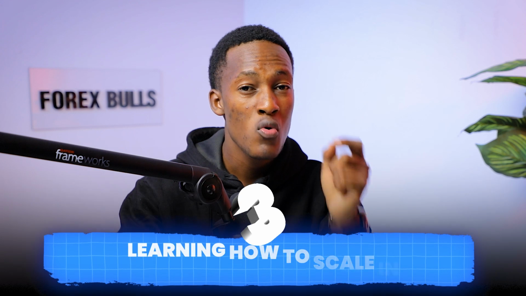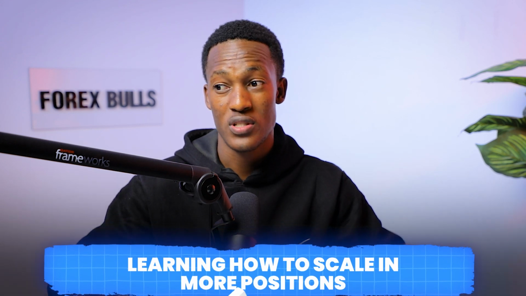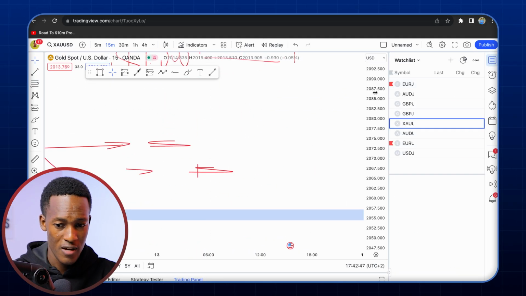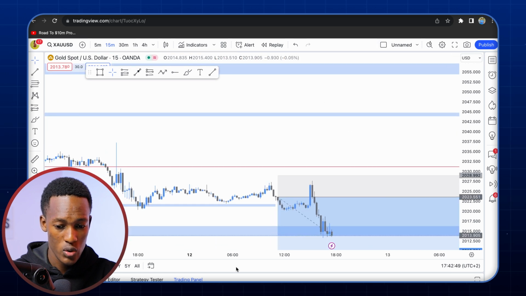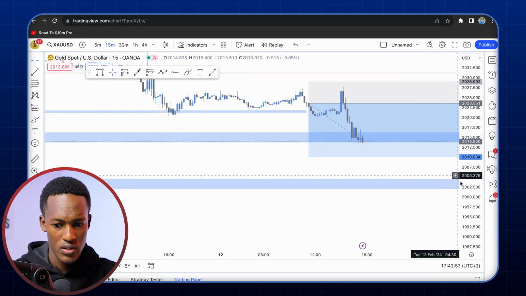Now, the third and the most important step is learning how to scale in more positions. This could actually have been the biggest turning point in my trading back in the days when I was trading on small accounts, and I want to show you the same thing. So I'm just going to come over here to my charts and illustrate this. By the way, I had a trade on gold today, and we could use this as a very good example.